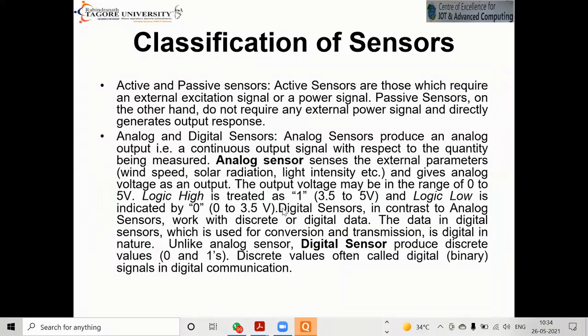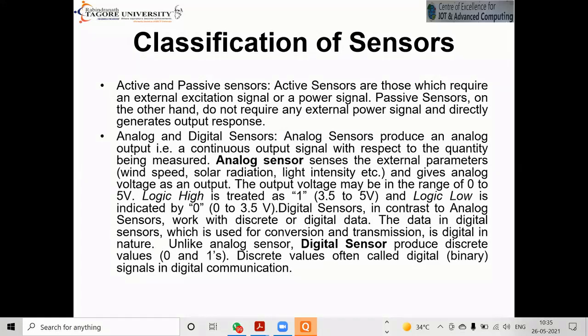Now there are active and passive sensors, and analog and digital sensors. Active sensors are those which require an external excitation signal or power signal. Passive sensors, on the other hand, do not require an external power signal and directly generate the output response. Analog sensors produce analog output, and digital sensors produce digital output.